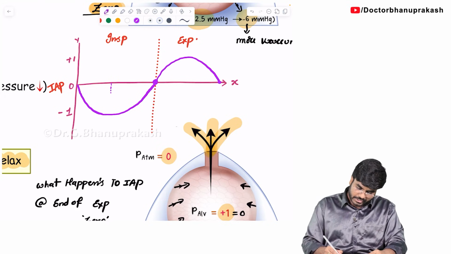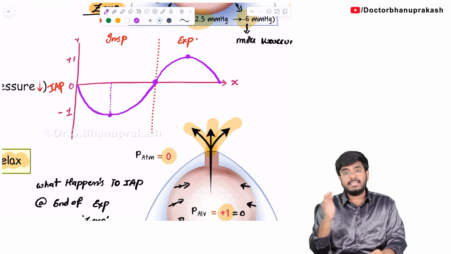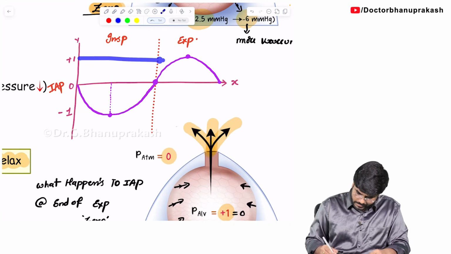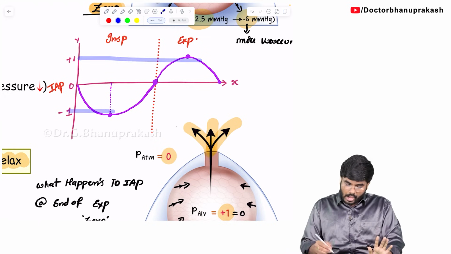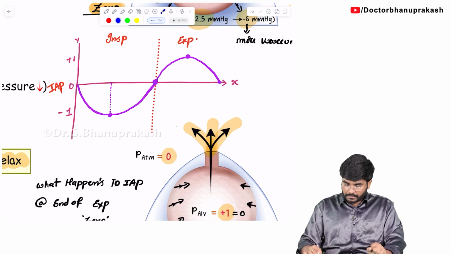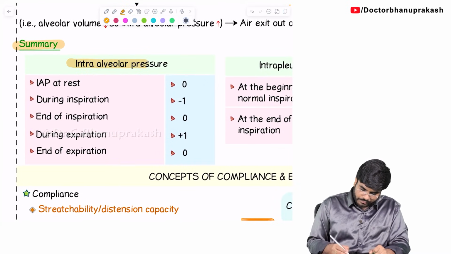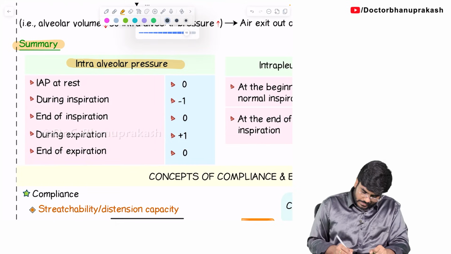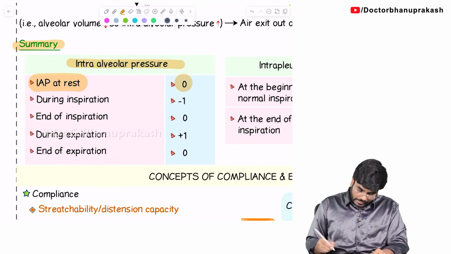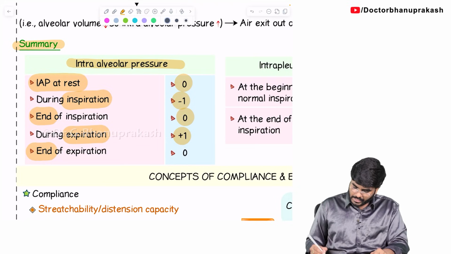So this is how it is changing. During inspiration, the intra-alveolar pressure will be -1 and during expiration it is +1. So always in the beginning 0, ending 0. Beginnings and endings are always 0. Let me give you the summary. For the intra-alveolar pressure, the pressure during rest is 0, during inspiration -1, during expiration +1. But at the end of inspiration and end of expiration, again 0, 0.